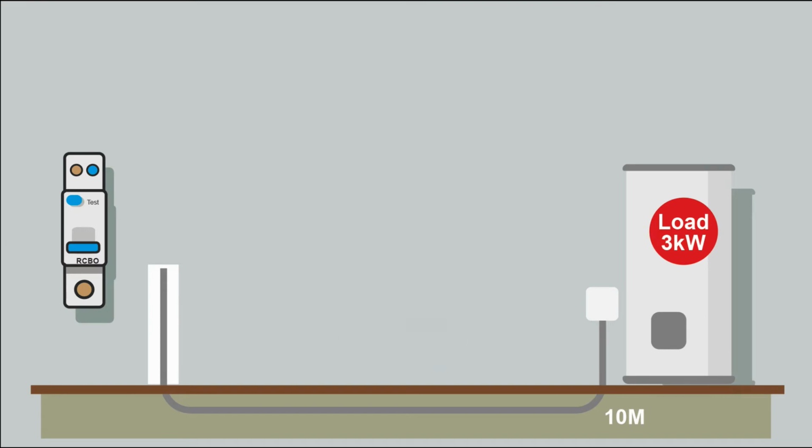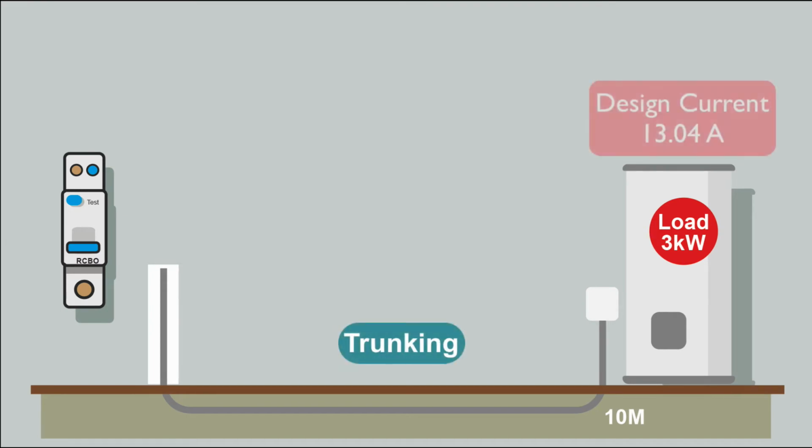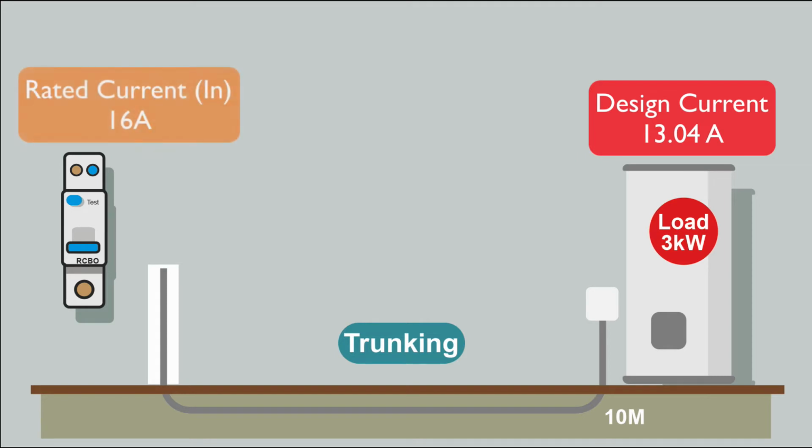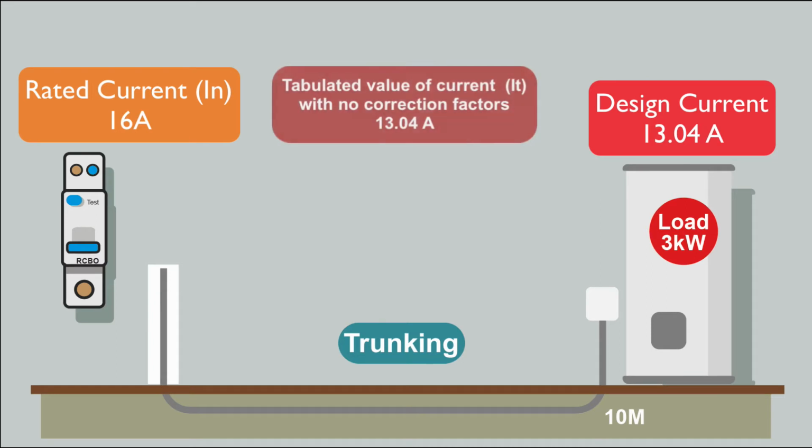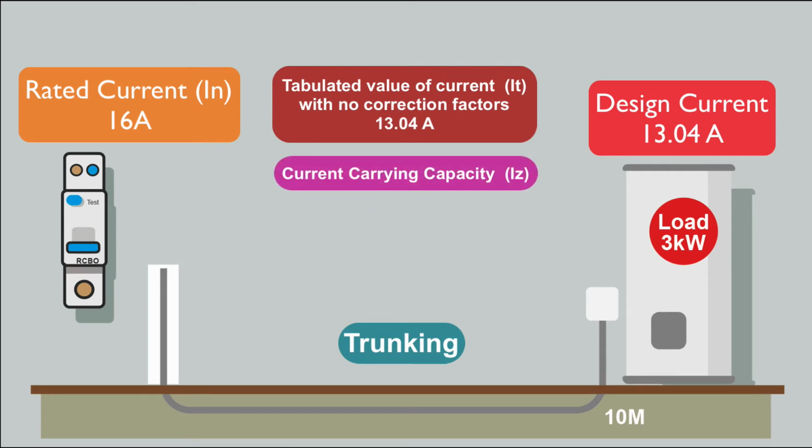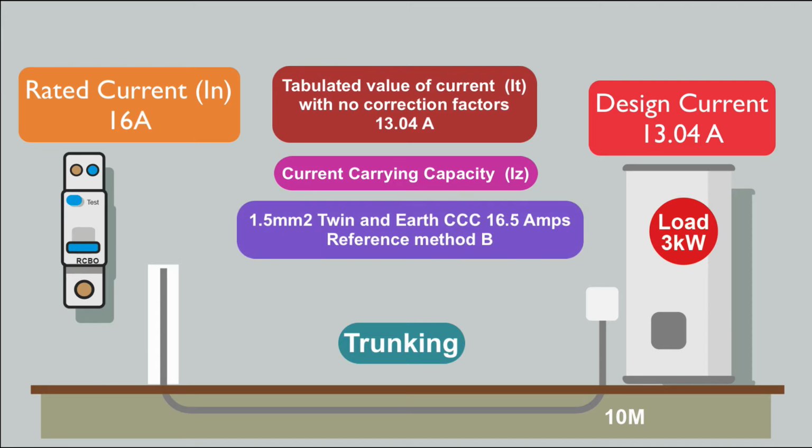So to recap, we decided on our installation methods, then we worked out our design current, and from our design current we could work out our rated current of the protective device. From that we can work out our tabulated current. In this case we've got no correction factors applied. Then we can look at the various tables to work out our current carrying capacity. In this case it was a 1.5mm squared twin earth cable which can carry 16.5 amps.